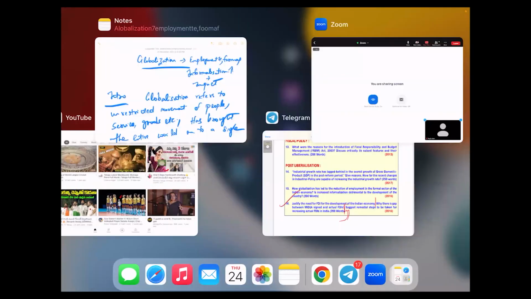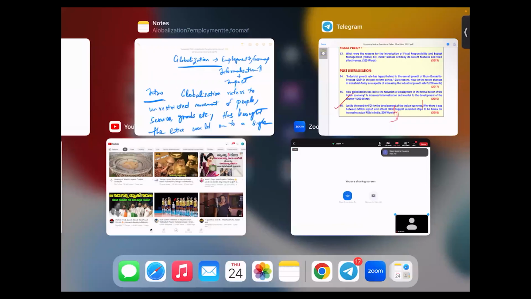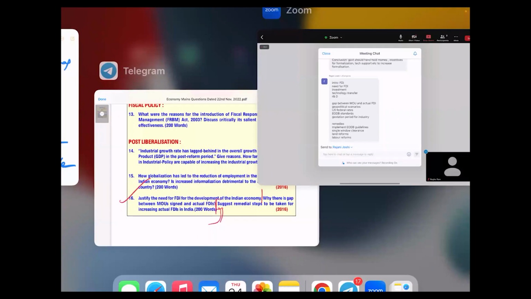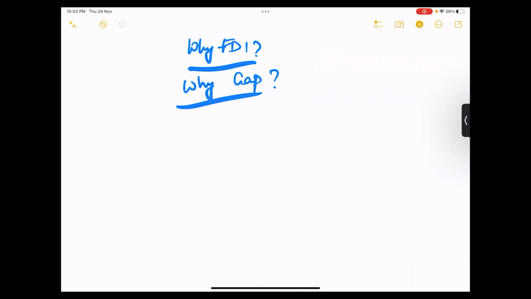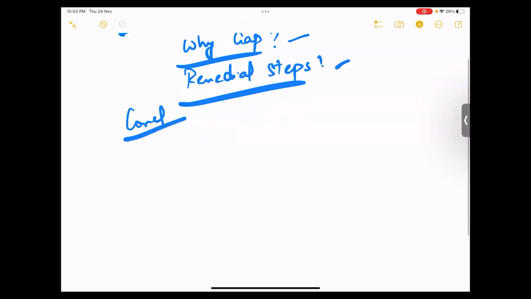Yeah. See the question. Justify the need for FDI for development of Indian economy. Yeah. Good points. So the actual answer will be more or less on the same lines, Rajni. So what is the question they are asking? First is why FDI? Justify FDI means why FDI? First part of the question. And then why is there a gap between FDI committed by the foreign companies and actual investment, and remedial steps. So give introduction, what is FDI, then in the body, why FDI, why gap, remedial steps, and then conclusion. So this is the framework of the answer. Clear?